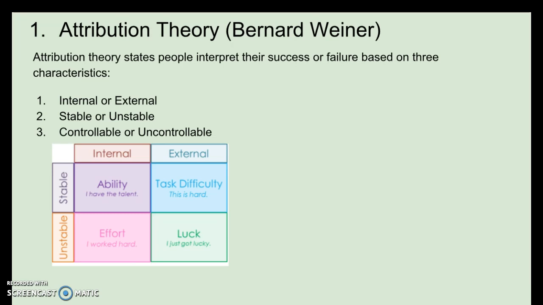If a student fails and they're attributing that failure to an internal unstable factor, then that student knows that they have the capacity to put in more effort. Because that is an unstable condition, they can change their effort level to increase their effort and hopefully next time around be more successful. The next, either of these boxes, this one or this one, has controllable and uncontrollable parts as well.